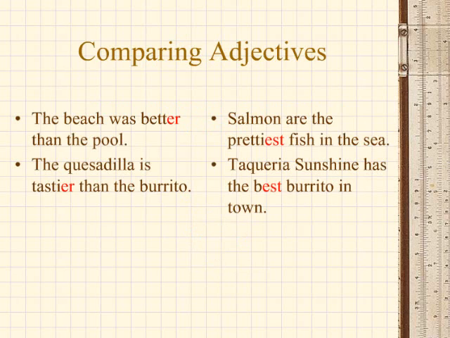Now that you understand adjective basics, let's talk about comparing adjectives. When you're using one-syllable adjectives and some two-syllable adjectives, add an -er when you're comparing two things, and an -est when you're comparing three or more things. For example, the beach was better than the pool. The quesadilla is tastier than the burrito.